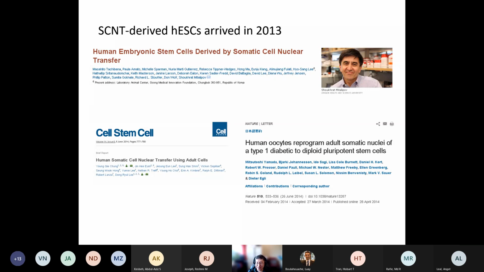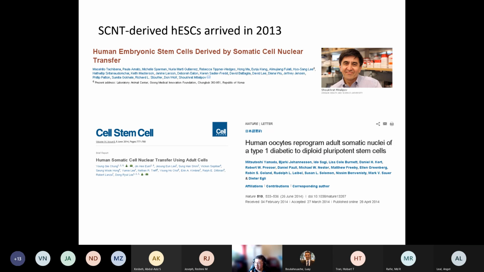And now from this point on, I'm going to give you some more technical stuff on how human embryonic stem cells were derived from somatic cell nuclear transfer. The work was done in 2013. That's 7 years after human embryonic stem cells were established in the natural way. So in 2013, finally, people were able to establish human embryonic stem cells by somatic cell nuclear transfer.